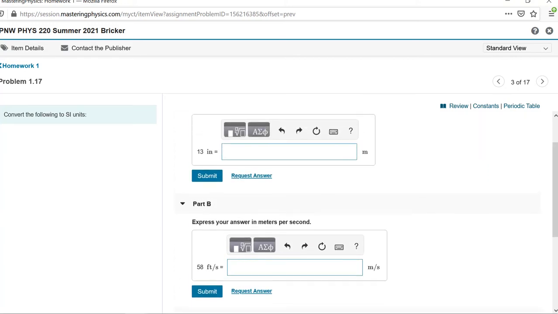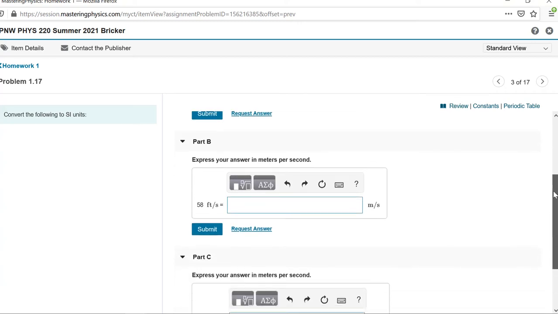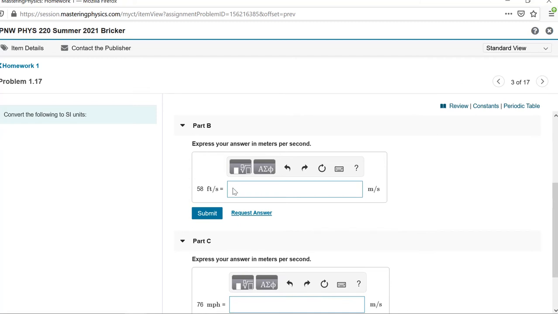So take a look and see how many inches are in a meter, or maybe you have to go inch to centimeter, then centimeter to meter. Here's the part of the chapter you can review. There's a conversion factor from feet per second to meters per second. Same thing with this one, miles per hour to meters per second. So take a look back here in that section.